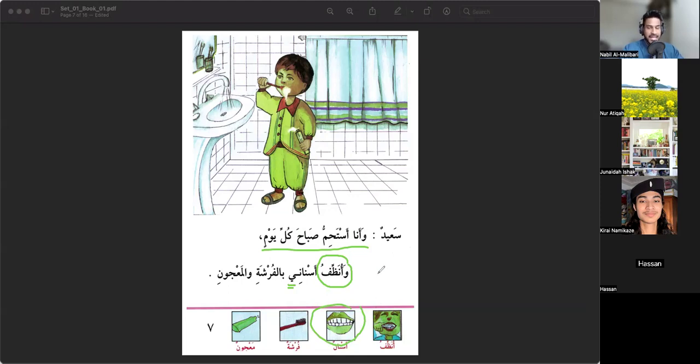أَسْنَانِي. My teeth. Okay. بِالْفُرْشَةِ. With what? With the brush, toothbrush, obviously. Toothbrush and toothpaste. Ma'jun. Bilfurshati wal ma'jun. Okay, so this itself is a phrase. Normally people say it together. Bilfurshati wal ma'jun. Okay. Wa'unazif asnani bilfurshati wal ma'jun.